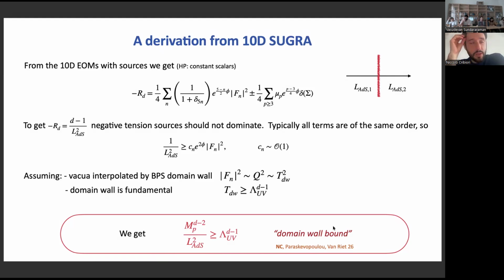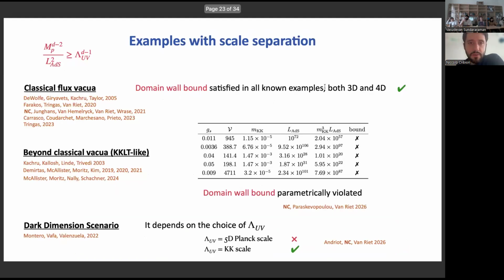I don't remember if we checked them actually. Probably we didn't, but I suspect that they are going to be satisfied again. Here I talk about KKLT, which has a supersymmetric anti-de Sitter vacuum. There is another scenario called LVS, the large volume scenario, that has a non-supersymmetric anti-de Sitter vacuum. You can test the bound on that vacuum, and it was satisfied.